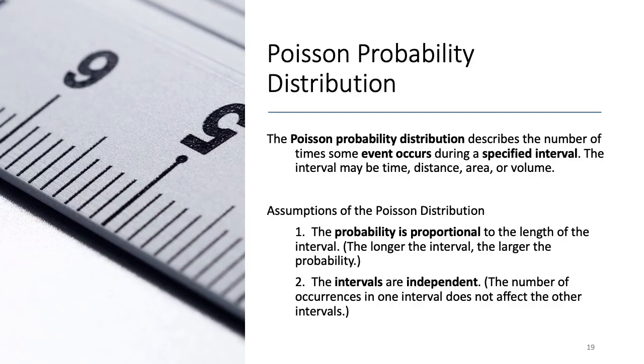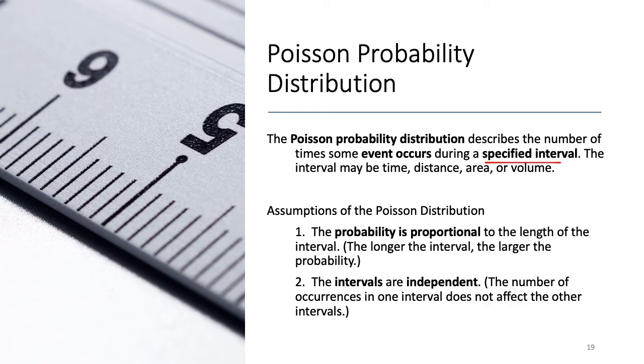The last type of distribution we're going to be looking at is the Poisson probability distribution. The Poisson distribution describes the number of times some event occurs during a specified interval. The interval may be time, distance, area, or volume, and one key is that in a Poisson distribution, there is no upper limit. The upper limit could be anything, and that's why in Poisson distributions, they are effectively always positively skewed.